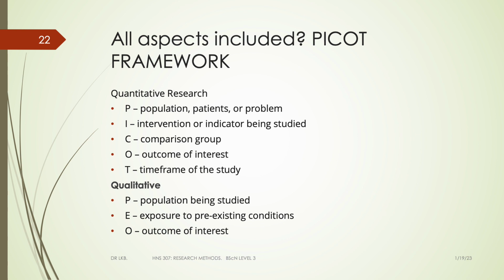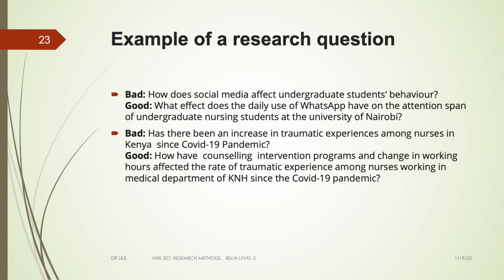While in qualitative research, we may use PEO. You're asking what is the population being studied, what exposure or pre-existing condition are we talking about, and what is the outcome of interest. Okay, well, this is just nice to know, just for you to think about. I may not really expect you to go into every detail of it, but I need you to apply it as much as you can.